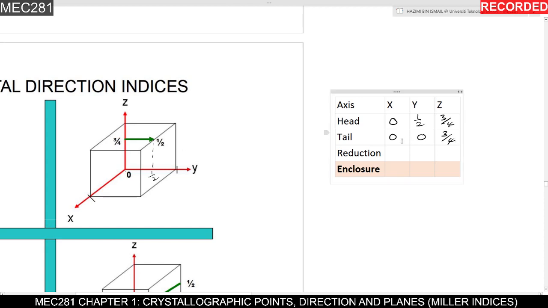Okay, so the reaction is 0, half, 0. So you have to multiply with 2 to get the smallest number. So 0 times 2 is 0, half times 2 is 1, and this one is 0. So the final enclosure is 0, 1, 0. Okay.